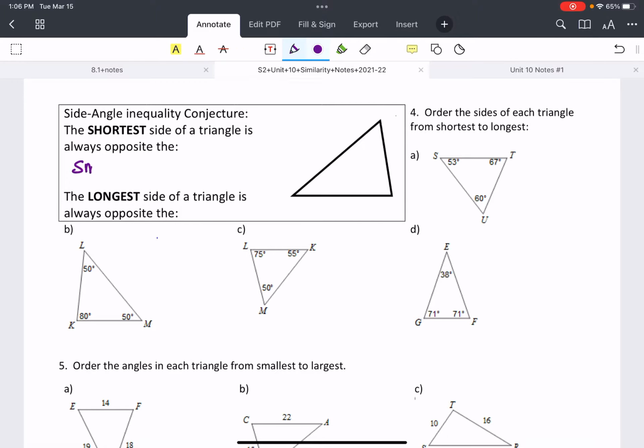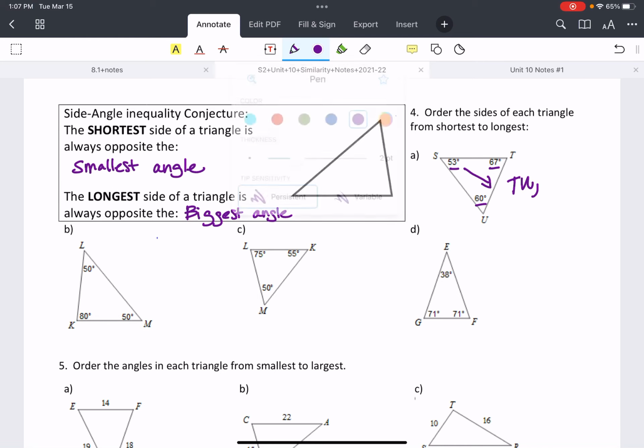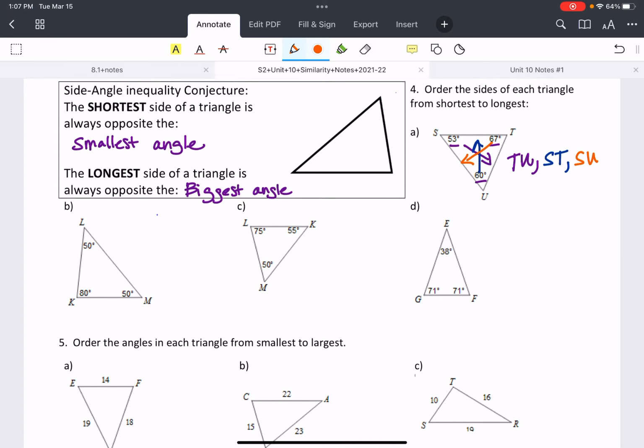All right, so this wants us to order the sides from shortest to longest. So I can look at the numbers, 53, 67, 60. I know that 53 is the smallest, and the side across from it is TU. Then my next shortest side, next smallest angle, is 60. The side across from it is ST, and you can put these letters in any order. Then lastly, we have the 67 side, and it is across from SU.